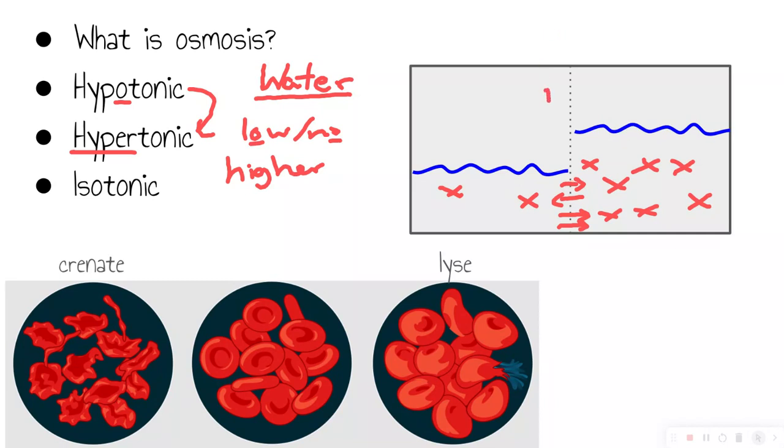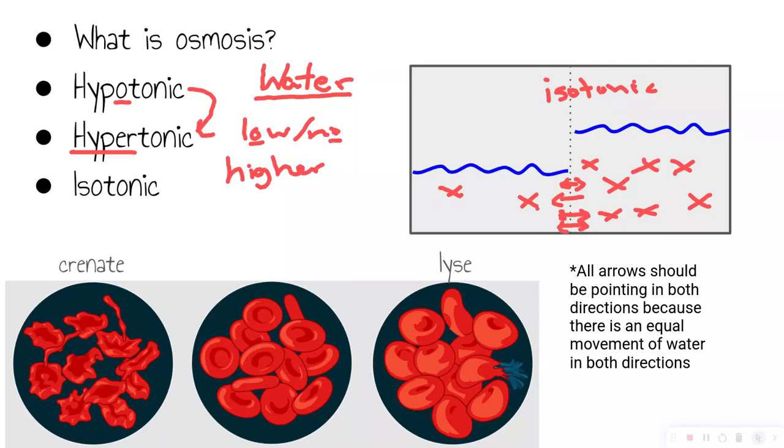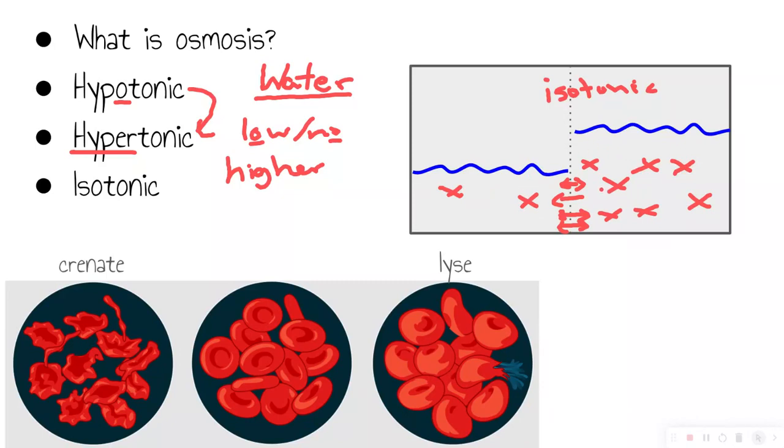Now we have isotonic solutions. So how is our water going to be moving now? Well, now we're going to go back to having an equal movement of water in each direction. We have now two isotonic solutions. They have the same concentration. We still have the same number of solutes as we had before on each side, but our water moved, so now we have equal concentrations.